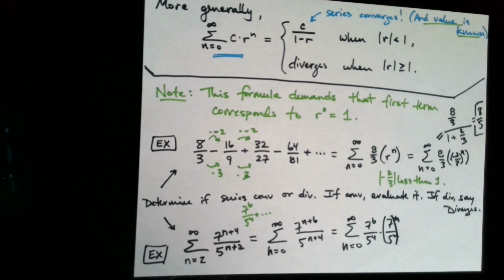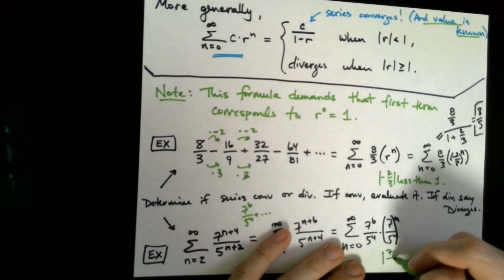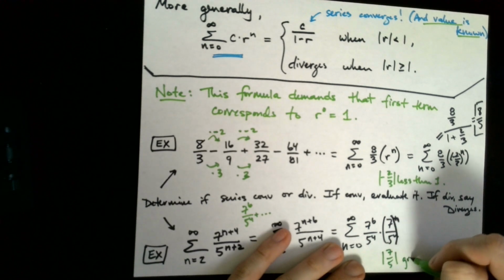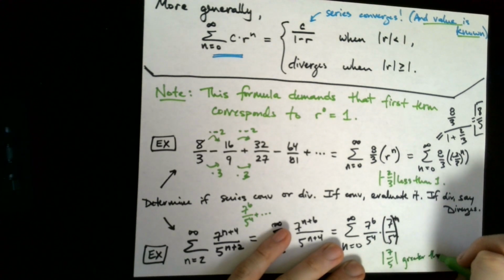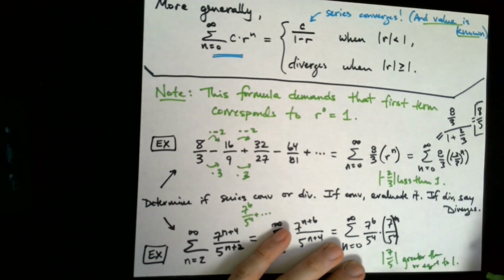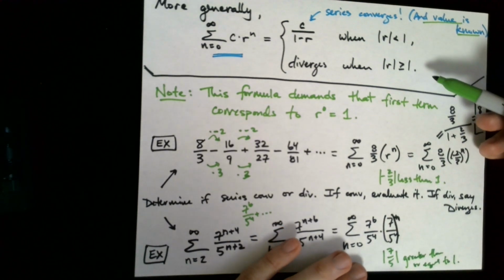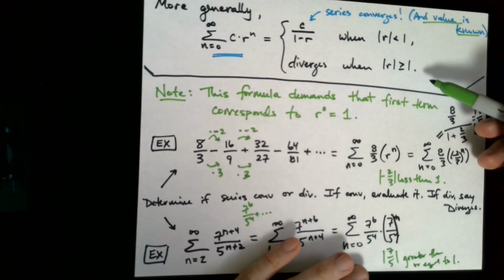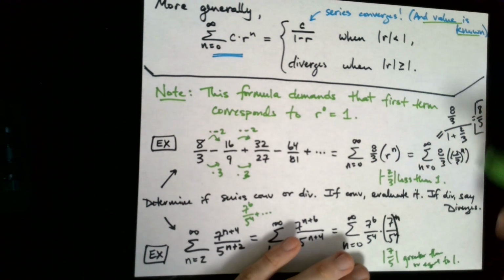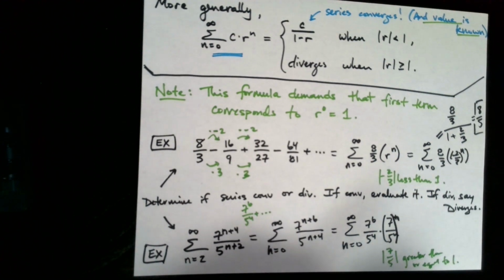Now note, 7/5 in absolute value is greater than 1. Well, in particular, it's greater than or equal to 1. And what does that mean? Well, if our multiplier is greater than or equal to 1 in absolute value within our geometric series, that means that our geometric series diverges.